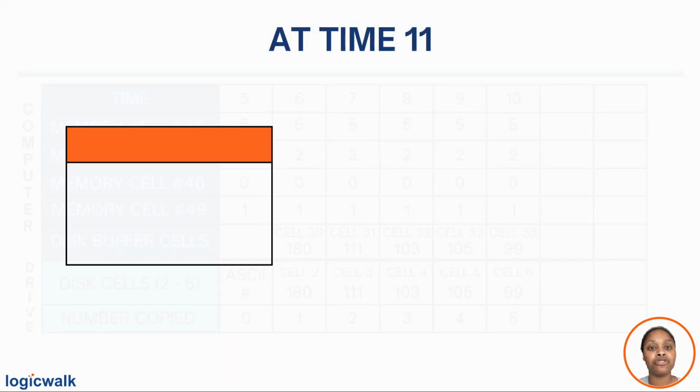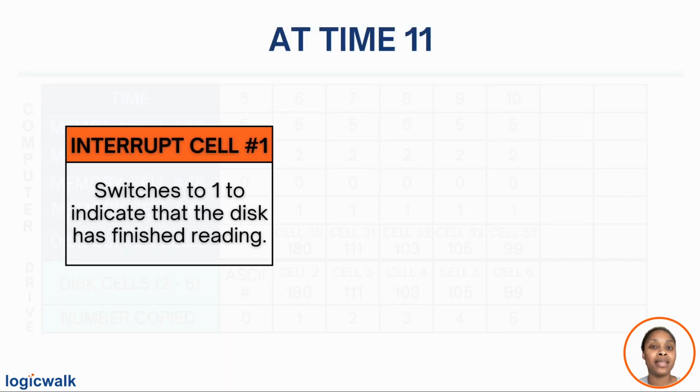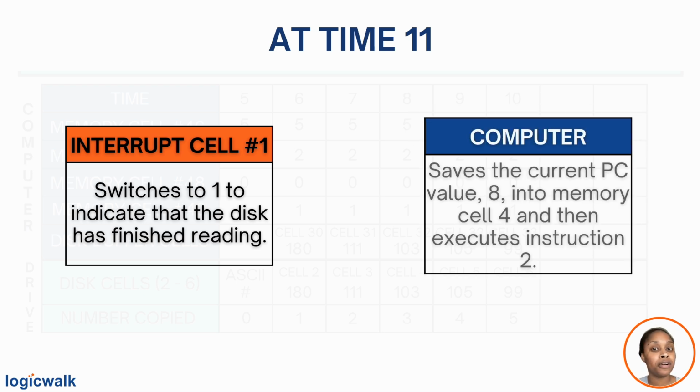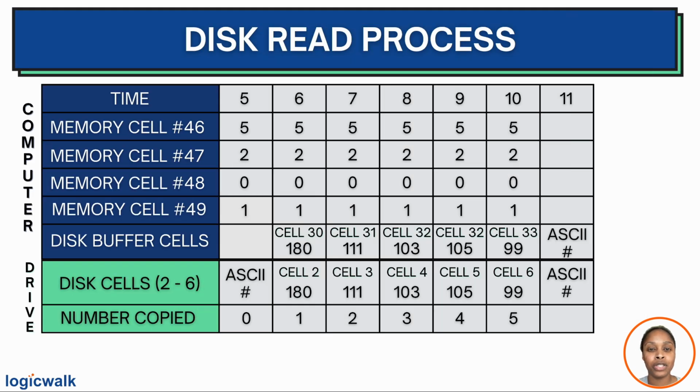At time 11, interrupt cell 1 switches to 1, signaling that the disk has finished reading. The computer will respond by first saving its current program counter 8 into memory cell 4, then jumping to instruction 2, as specified in the interrupt table. During this transition, memory cells 46 through 48 remain unchanged. Memory cell 49 turns off, and the hard drive's number copied resets to 0.